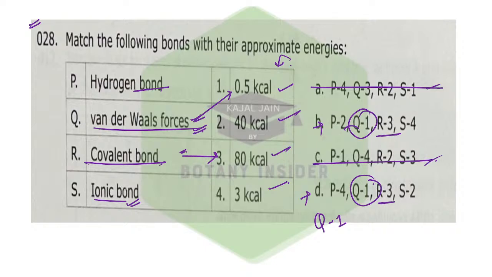Then next is between your hydrogen and your ionic bonds. Ionic bonds are comparatively stronger than your hydrogen bonds. So over here you have 40. So ionic is getting marked with the second one and hydrogen bonds getting marked with 3 kcal. So I can easily get my correct answer as option number D.